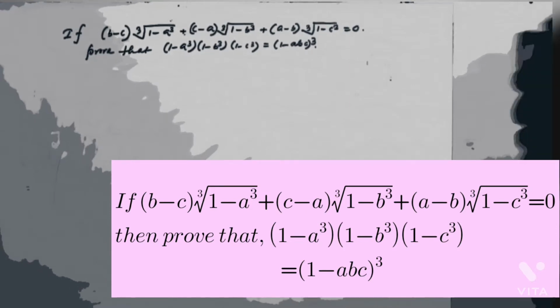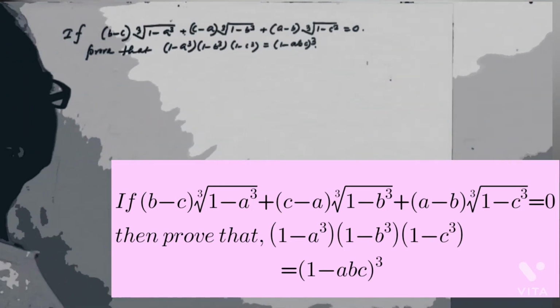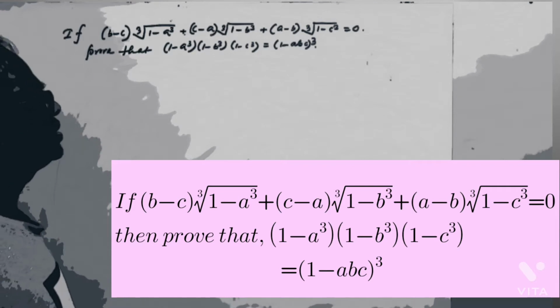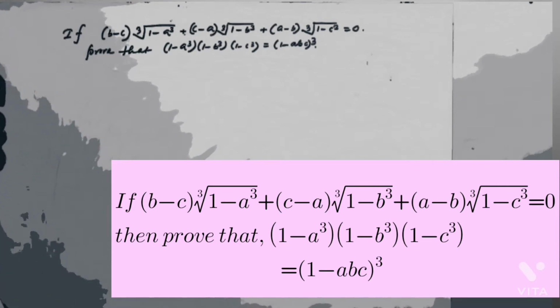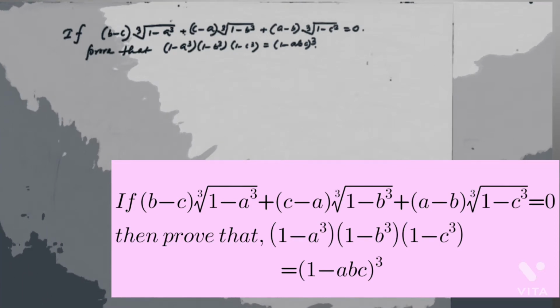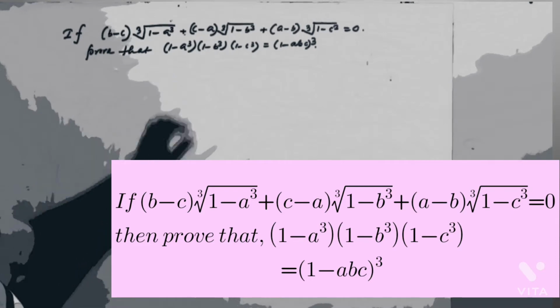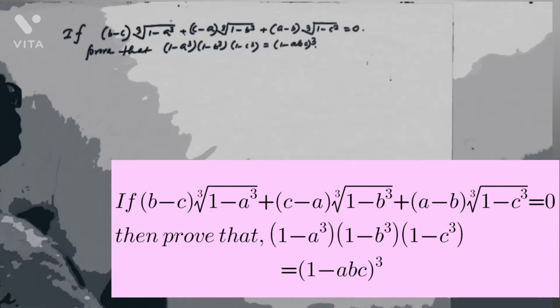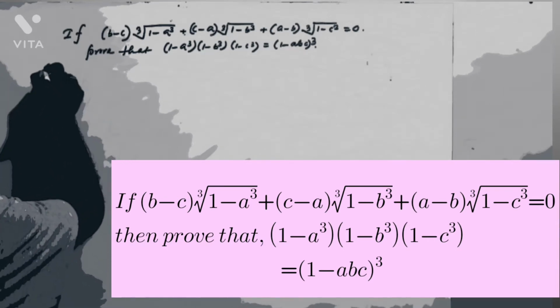Here is the problem of algebra. Say (b minus c) times the cube root of (1 minus a cube), plus (c minus a) times the cube root of (1 minus b cube), plus (a minus b) times the cube root of (1 minus c cube) equals 0. Then prove that (1 minus a cube)(1 minus b cube)(1 minus c cube) equals (1 minus abc) whole cube. Okay, and now the solution.